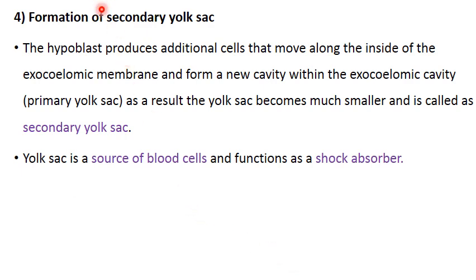Next step is formation of the secondary yolk sac. We have just now seen that the hypoblast produces additional cells that will move along the inside of the exocoelomic membrane, that is the lining of the yolk sac, and enclose a new cavity within the primary yolk sac, which was initially the primary yolk sac, also called the exocoelomic cavity, and as a result that cavity will become much smaller, and that is referred to as the secondary yolk sac. And the yolk sac is a source of blood cells and germ cells and also acts as a shock absorber.